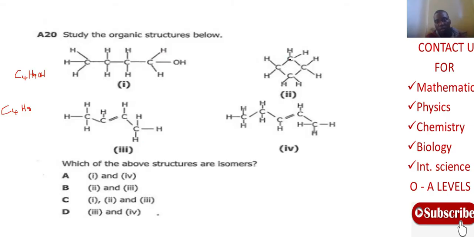Then we do the same to this one. This is 1, 2, 3, 4. So that is also C4, then H. Okay, so C4H, then we count 1, 2, 3, 4, 5, 6, 7, 8. So this is the 8 here. Then we do the same to this one. We have 1, 2, 3, 4, 5. So this is C5, then H. So we have 1, 2, 3, 4, 5, 6, 7, 8, 9, 10. So this is the 10.